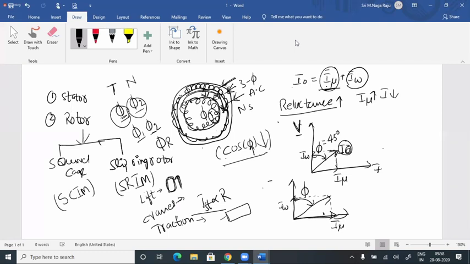I told you in the last class. I'll tell you within 1 or 2 points. When magnetizing current is more, that is, the reactive component is more. Magnetizing current means flux component. So what is inductance? L equals N into phi by I. If phi increases, L increases. If L increases, XL increases. If XL increases, the voltage drop due to this will increase.